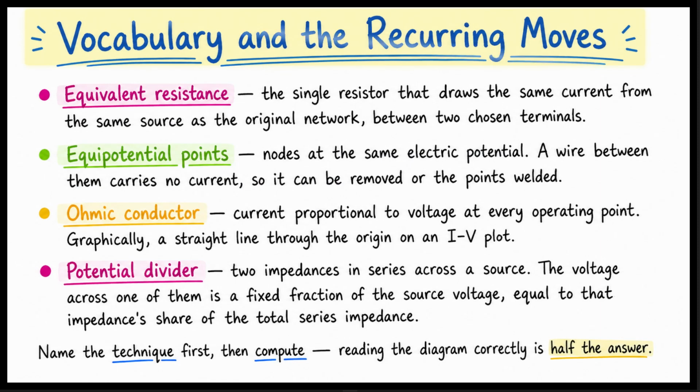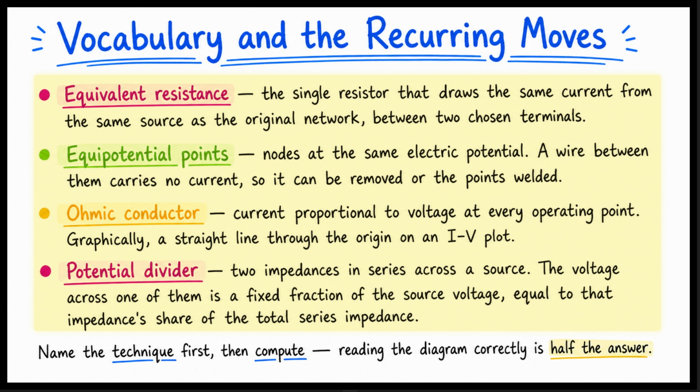Before we touch the questions, let's lock down the vocabulary. We will use equivalent resistance to mean the single resistor that draws the same current from the same source as the original network. We will use equipotential points to mean nodes that sit at the same electric potential. A wire between them carries no current, so we are free to weld the points together or remove the wire entirely. An ohmic conductor is one whose current is always proportional to voltage, which shows up on an IV plot as a straight line through the origin.